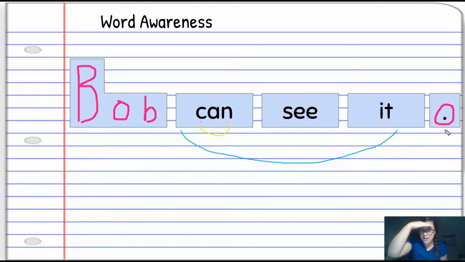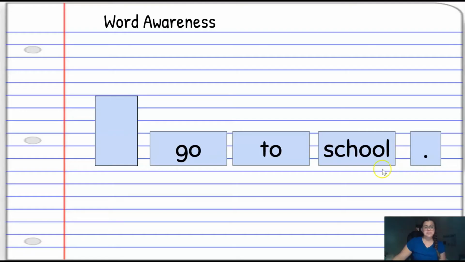I want you to look out at my sentence and think, what's the sight word of the week in this sentence? Do you see it? If you see it, put your hand on your head. Did you say it's the word it? You're right. This is a sight word of the week. Let's go to our next sentence.